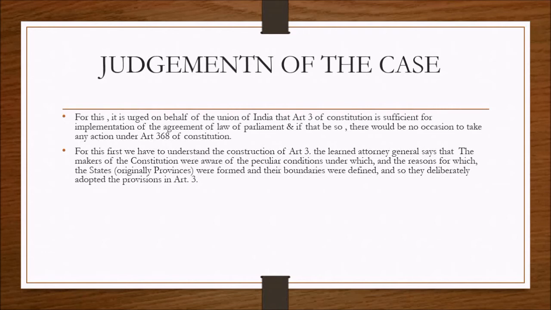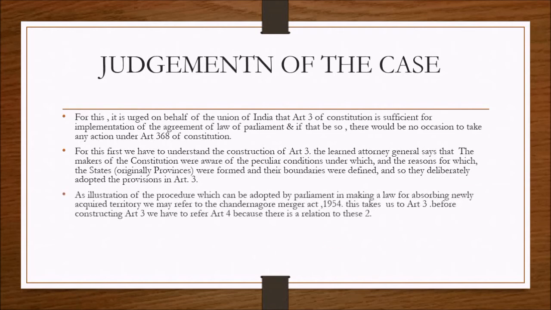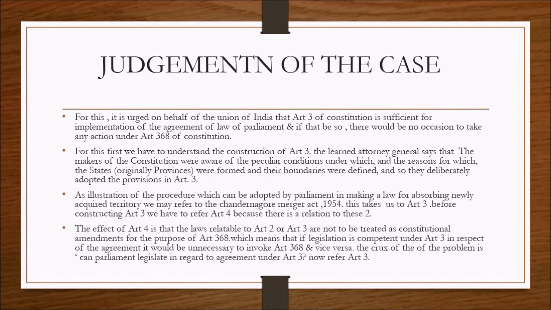Okay, what is the effect of Article 4 on Articles 3 and 2? The effect of Article 4 is that laws relating to Articles 2 and 3 are not to be treated as constitutional amendments for the purpose of Article 368, which means that if legislation is competent under Article 3 in respect of the agreement, it would be unnecessary to invoke Article 368 and vice versa. The crux of the problem, therefore, is: can Parliament legislate in regard to the agreement under Article 3 or not?